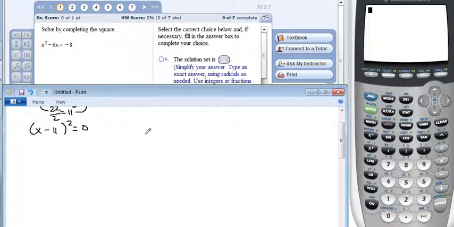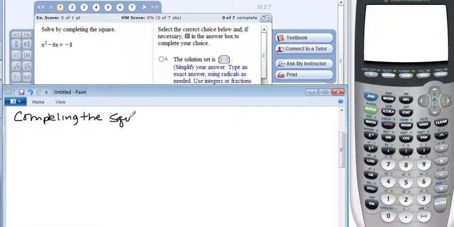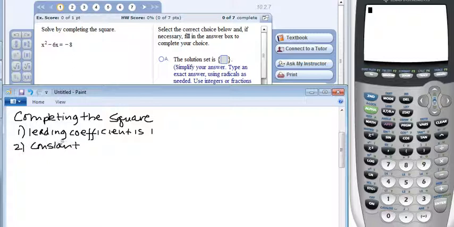But in any case, let's write down our steps for completing the square. We have a bunch of steps that if you do these enough, they'll just become second nature for you and you won't even have to look at the list. Okay, so the first thing is to make sure your leading coefficient is 1. All right. Next step is to make sure that your constant term is on the right side.